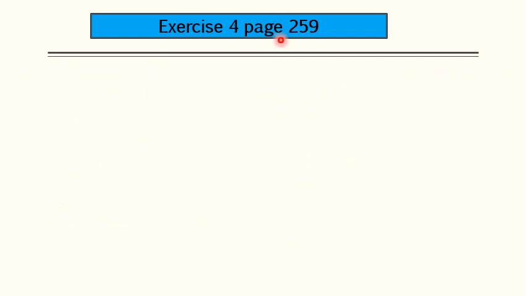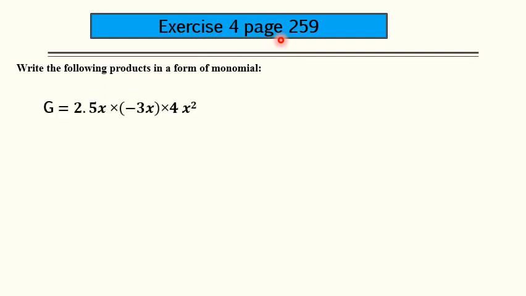Now, exercise 4, page 259. Write the following products in the form of monomial. Okay, again, the same idea. I have to multiply the coefficients by each other. 2.5 times 3 times 4. 2.5 times 3 is 7.5, and 7.5 times 4 is 30. We have an odd number of negative signs, so the result should be negative.